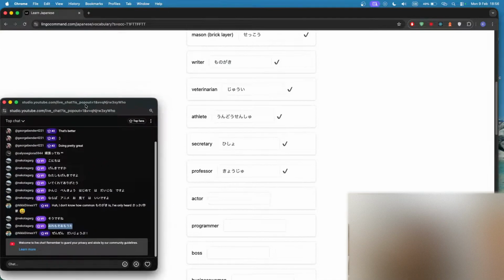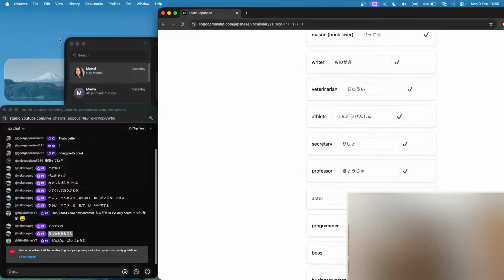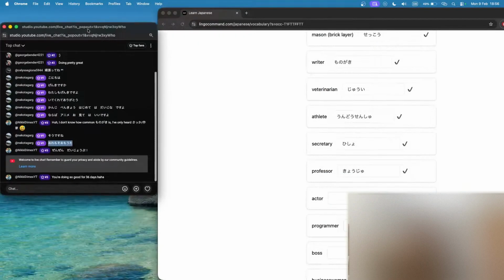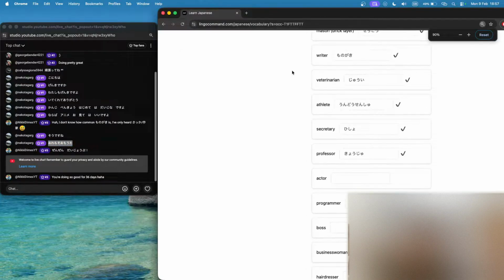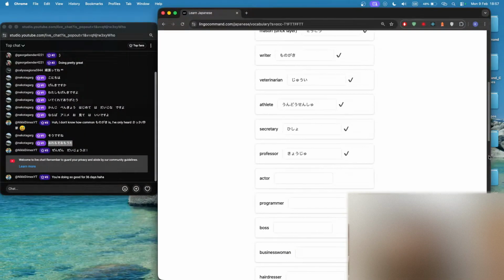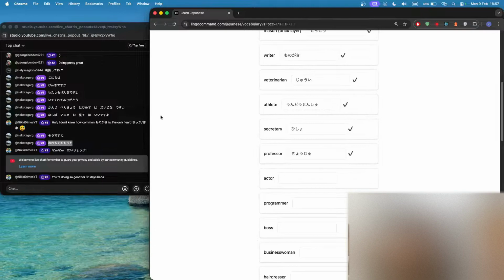Perhaps what I can do is if I do this, then we can view the chat and take a look at this all on one screen. Sorry guys, technical difficulties here. Let's give this a go, see if this works.